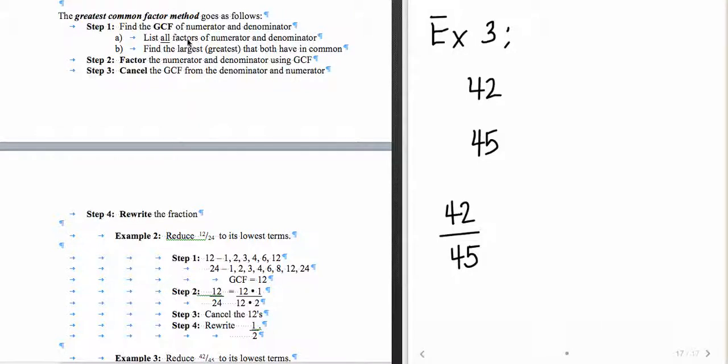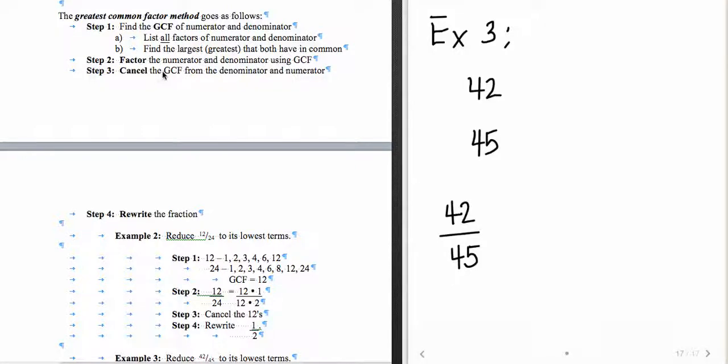So the first thing that we're going to do is find the GCF of the numerator and the denominator. To do this with the GCF method, we're going to list all the factors of the numerator and denominator. Then we're going to find the largest, the greatest, that they both have in common. Hence the name, greatest common factor.